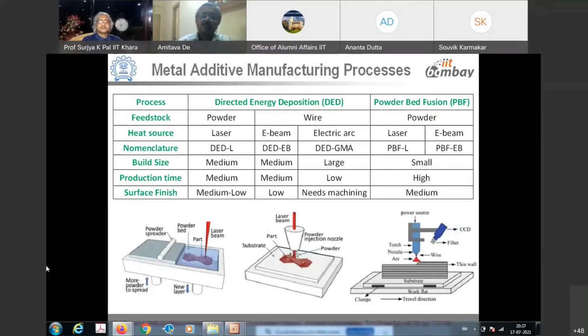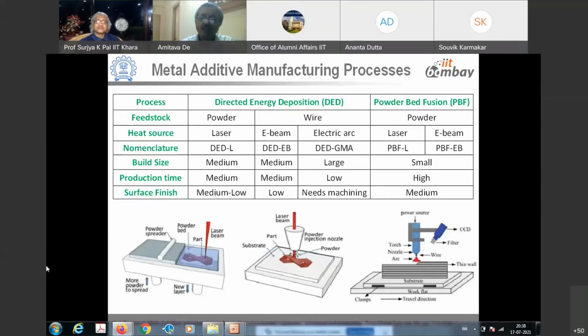Okay. So this is a broad classification of metal additive manufacturing processes. A request to all of you, in case I am not audible at any point of time, please hold me. Okay, so this is a broad classification of metal additive manufacturing processes.